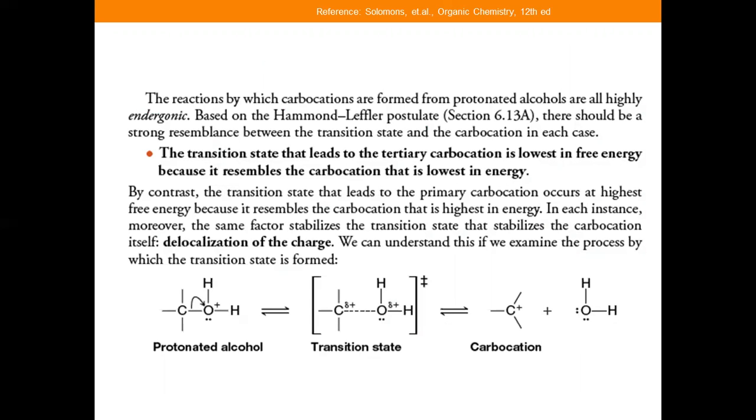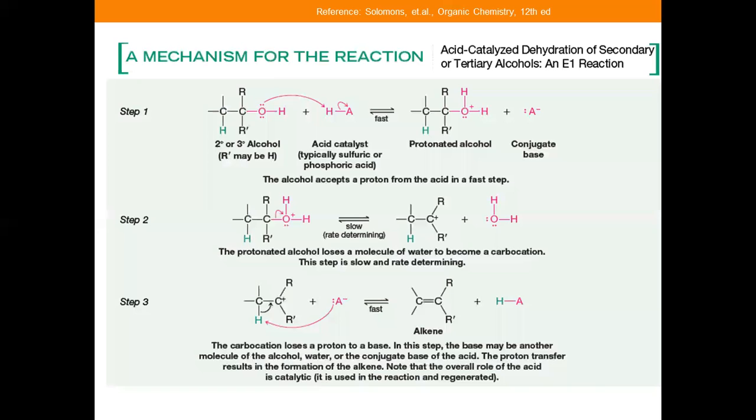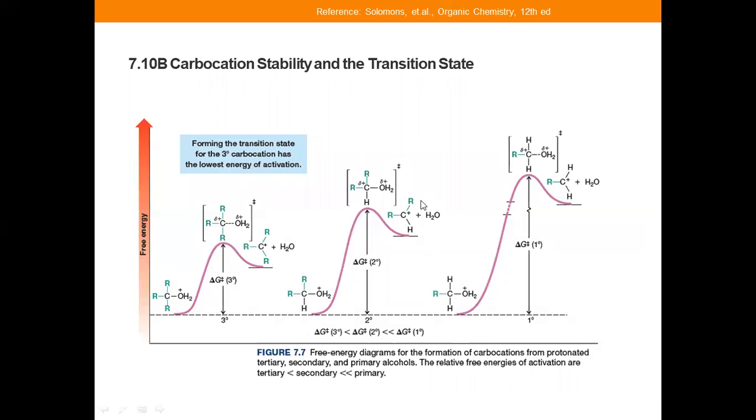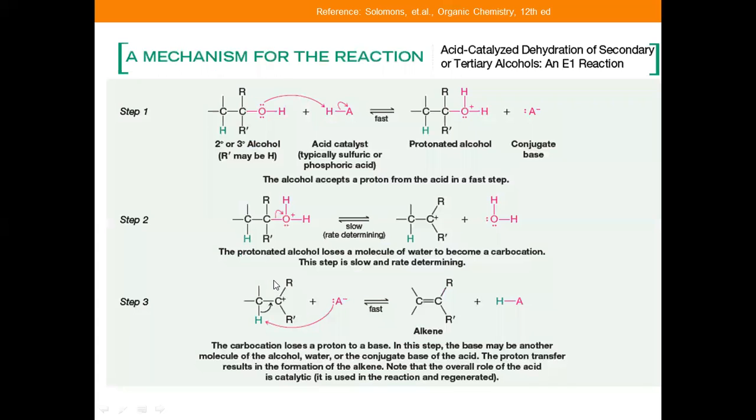Okay, the reactions by which the carbocations are formed from protonated alcohols are all highly endergonic. And it's based on the Hammond-Leffler postulate, there should be a strong resemblance between the transition state and the carbocation. Where is our transition state? Whenever you have this, before you get your carbocation, there should be a strong resemblance in our transition state to that of our product for every step of the reaction.